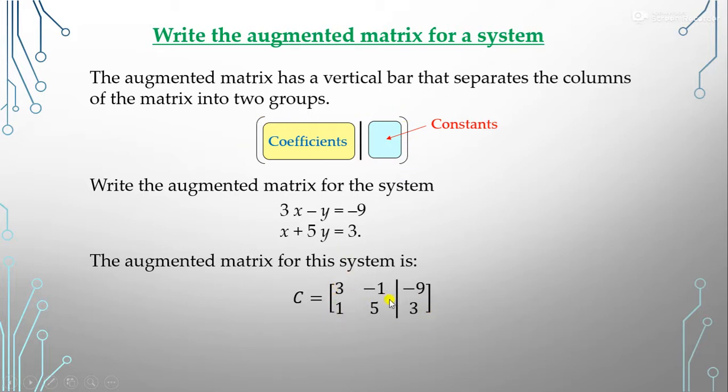After that we put in the coefficients, meaning the variable coefficients of x and y. The first equation's coefficients are 3 and minus 1. The second equation's coefficients of the variables are 1 and 5. And here we take a vertical bar, and then we write this column, minus 9 and 3. These are the constant matrix.